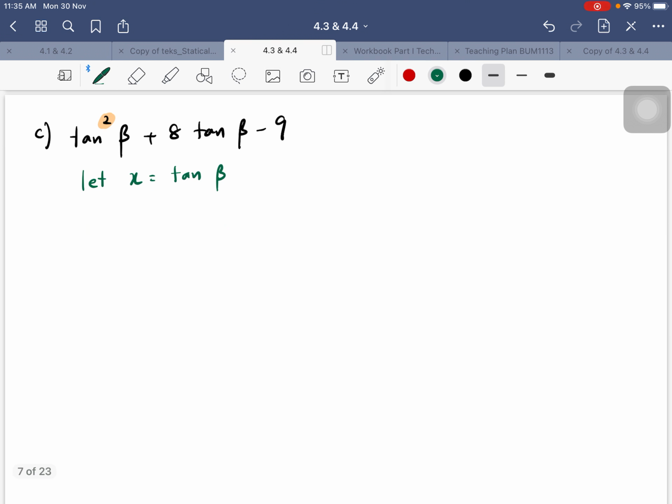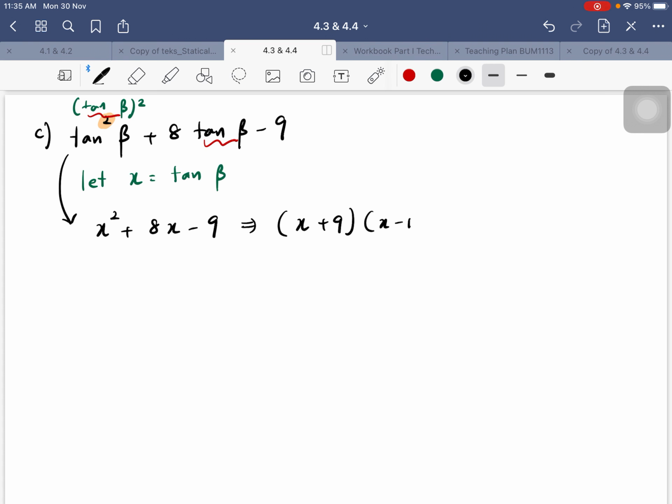Okay, so if I let x equal tangent beta, so this is actually tangent beta to the power of 2. Therefore, this is going to translate to being x squared plus 8x minus 9. So you can use your calculator for this. And when you factorize this, you will end up with x plus 9 multiplied by x minus 1.